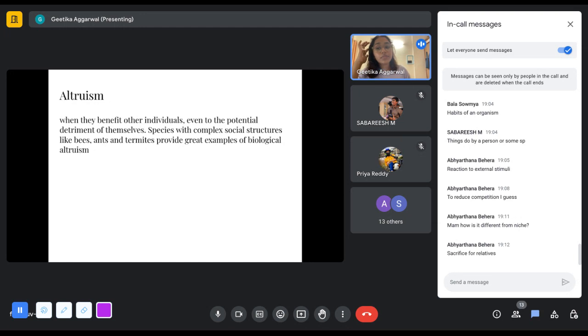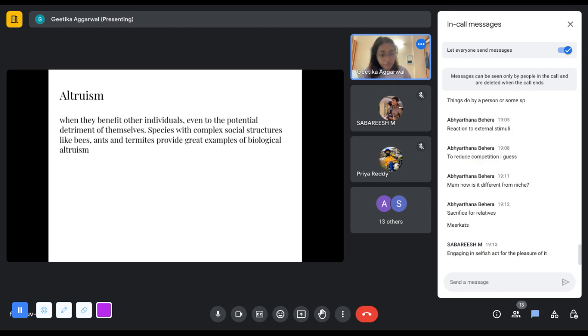And you find altruism very commonly in complex social animals like bees, ants, termites. These are insects. You'll also find altruism in cooperatively breeding species, like meerkats. No, Sabrish, it is not engaging in a selfish act for the pleasure of it. That is not what altruism is.